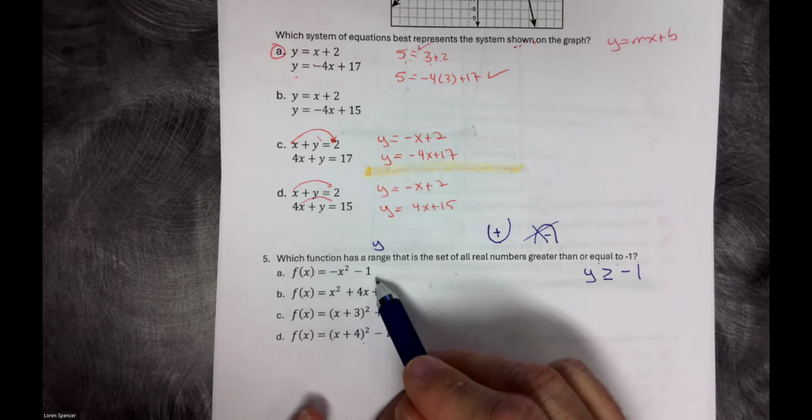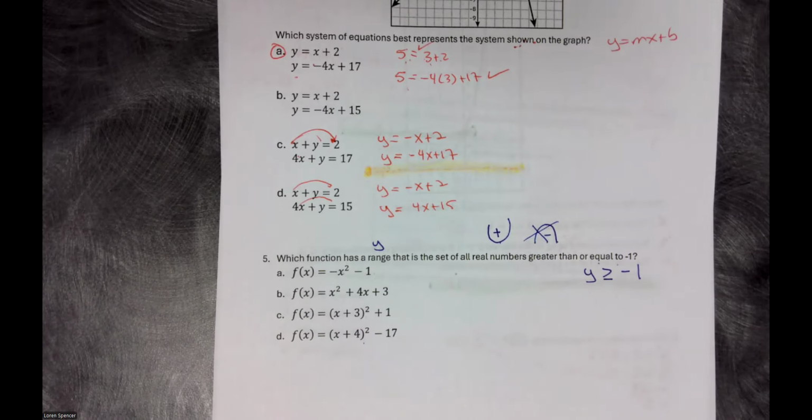That said, I'm going to try the first one and see what it looks like, which means I need to go to Desmos and plug these equations in one by one to see which one has all the values of y greater than negative 1. And I know it's the values of y because of the word range. So here we go, sharing my screen.